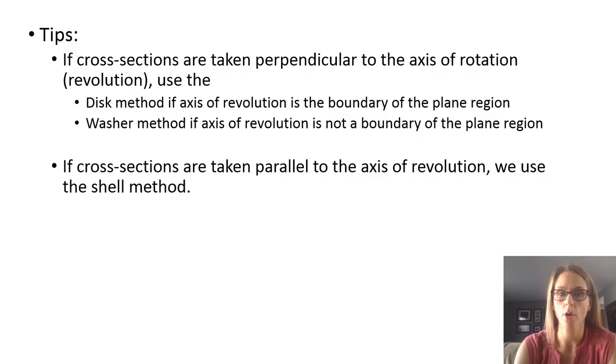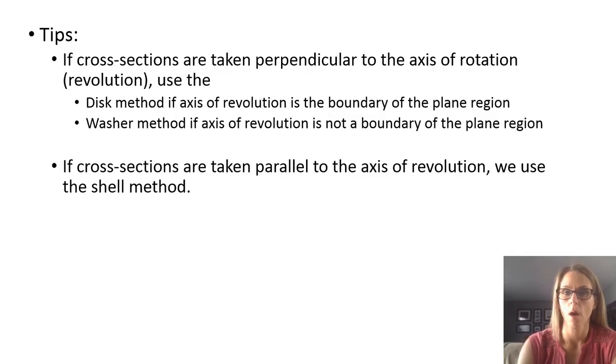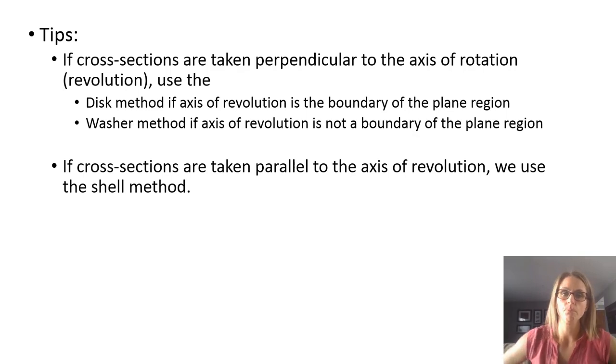So the last thing here is just a couple tips on how to choose which method you want to use or need to use for volume. If your cross sections are taken perpendicular to the axis of rotation, you'll use either the disk or the washer method. If your cross sections are taken parallel to the axis of rotation, we use the shell method. In this section, I just have the shell method going on, so you can take a look at your notes for the disk and washer.